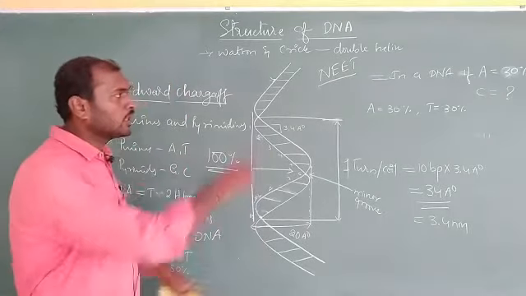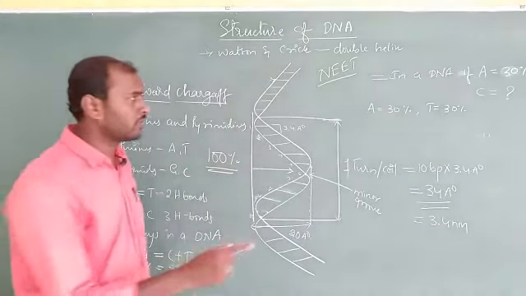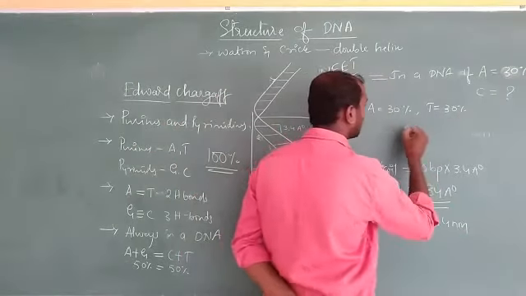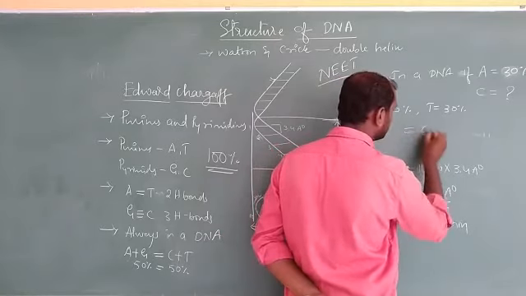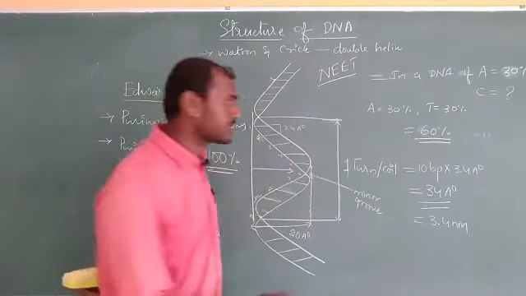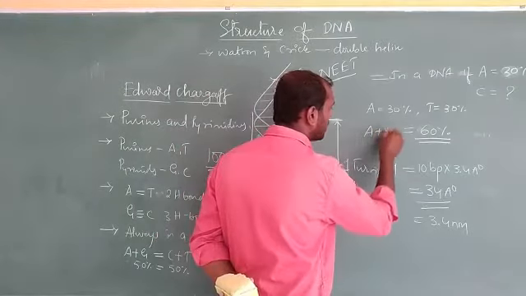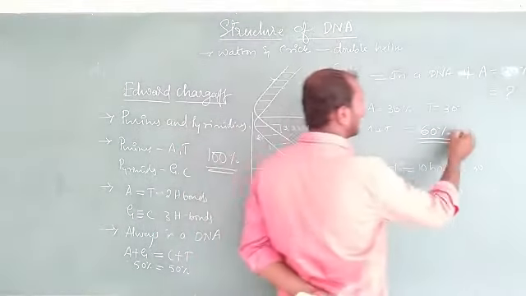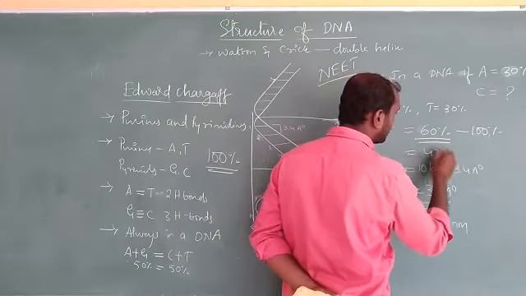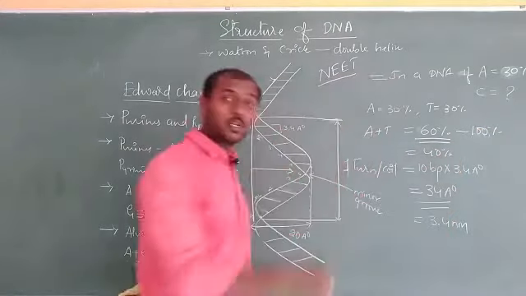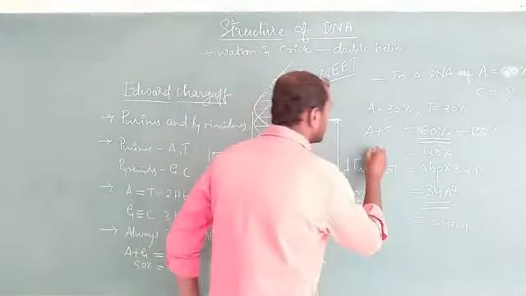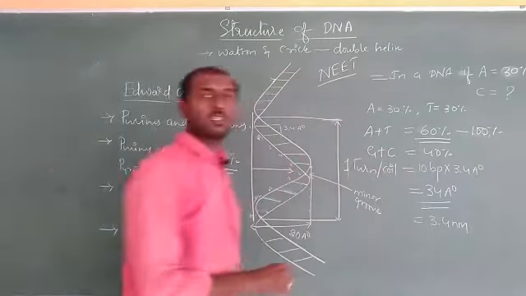So if A is 30%, then definitely T is 30%. So the total is 60%. So what is that 60%? A plus T is equal to 60%. Let us subtract this from 100%. Then what are we going to get? 40%. So what is that 40%? It is G plus C.